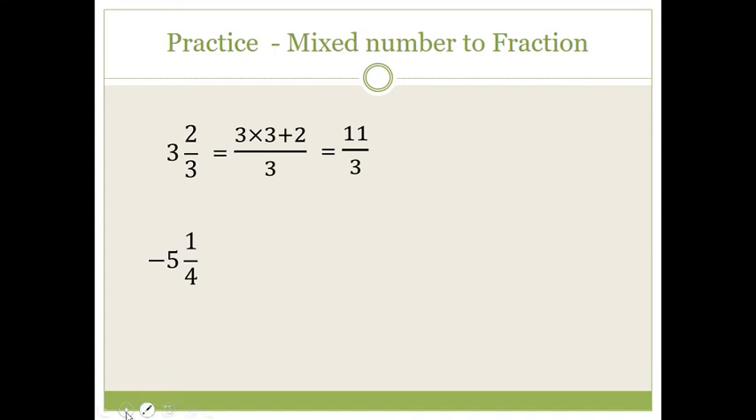How about negative 5 1/4? Well, I'm going to do this one the same way, and don't let the negative sign throw you off. I know this is a negative number, right? It's a negative 5 1/4. So I'm just going to leave the negative sign out in front, and I'm going to perform the operations the exact same way. So in this case, I'm going to take 4 times 5 and then add 1. And 4 times 5 plus 1 is 21, and we carry over the denominator, so we get 4. So the answer here is negative 21 over 4.